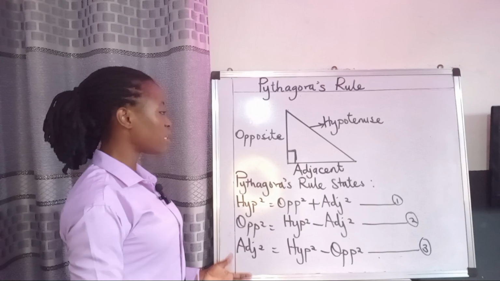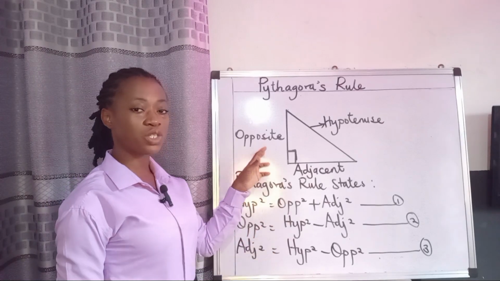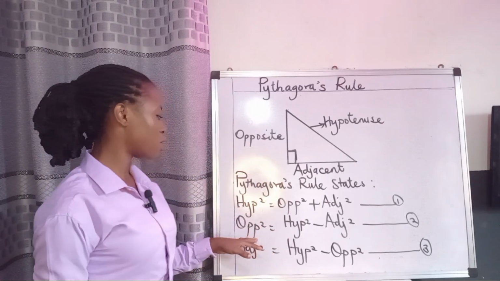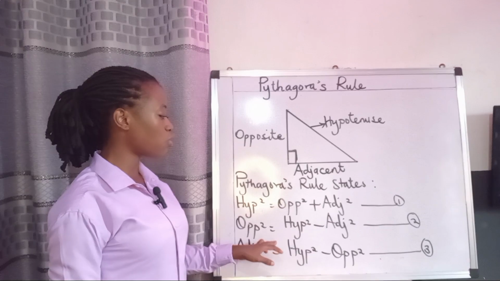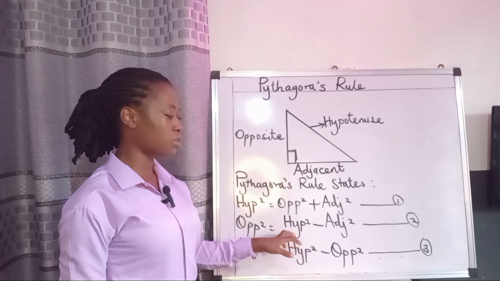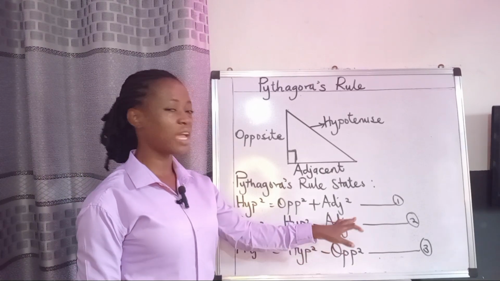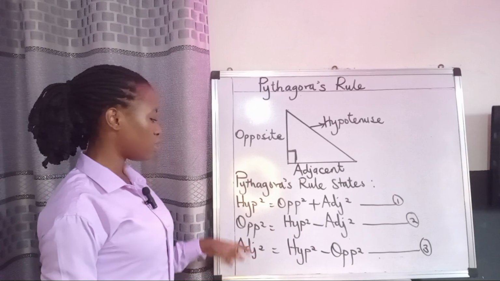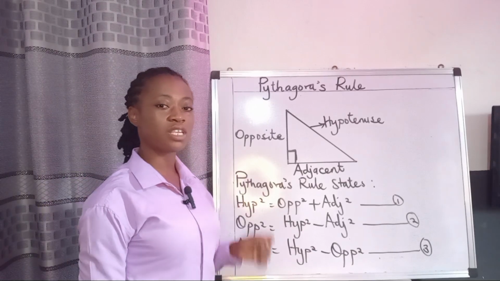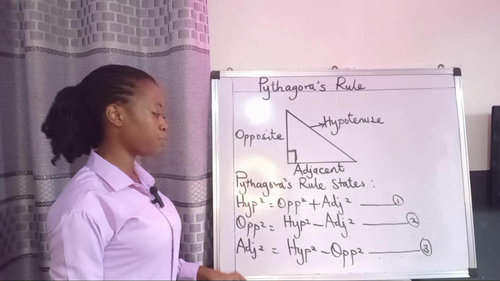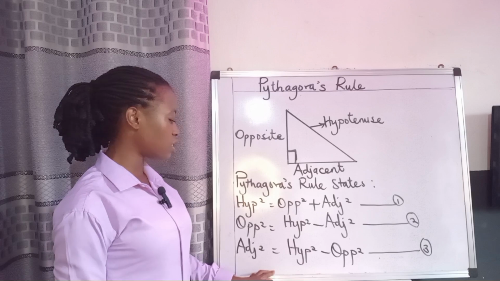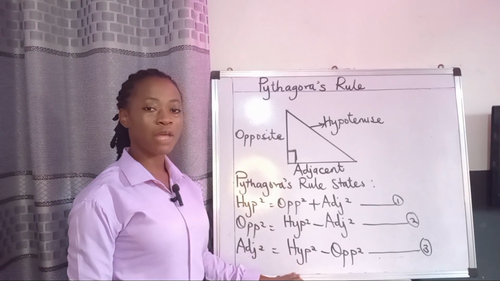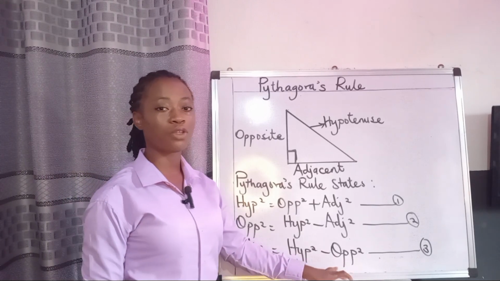And then sometimes we'll be asked to find the opposite side of the right-angled triangle. To do this, the square of the opposite is equal to the square of the hypotenuse minus the square of the adjacent. And thirdly, if you are looking for the adjacent side of a right-angled triangle, the square of the adjacent is equal to the square of the hypotenuse minus the square of the opposite.